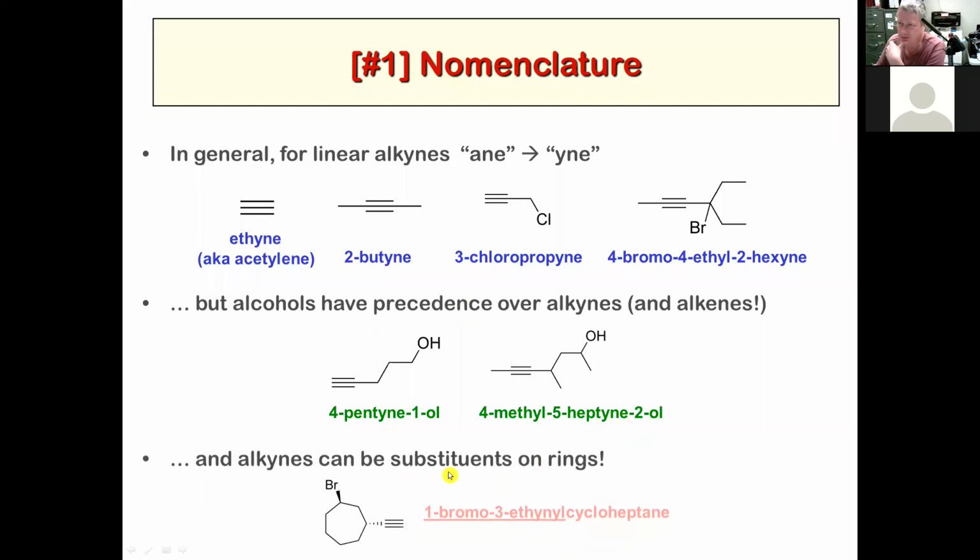They can also be substituents on rings, and the way this works is, if it's a cycloheptane, the substituents are named like 1-bromo, and then this would be called an ethynyl substituent, 3-ethynyl. So 1-bromo, 3-ethynyl. The ethynyl means 2-carbon alkyne. 1-bromo, 3-ethynyl cycloheptane.